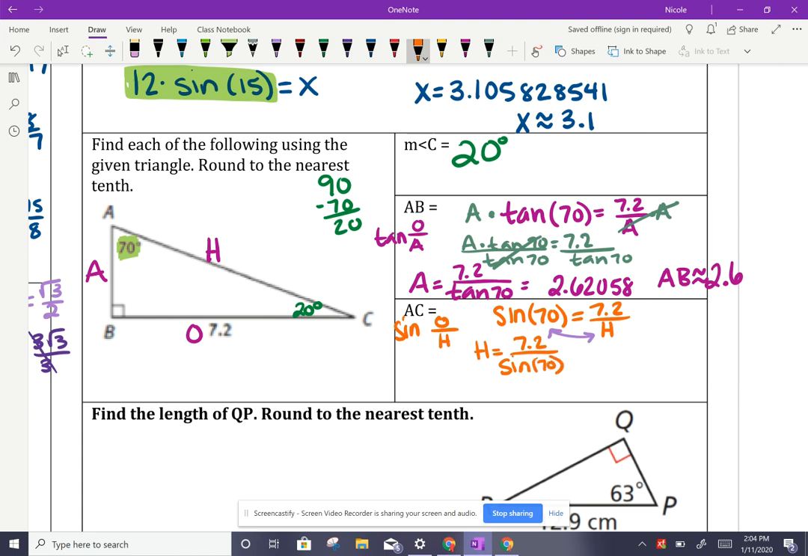And type that into the calculator. 7.2 divided by sine 70. And that's going to give me the hypotenuse is equal to 7.66207, yada, yada, yada. But again, we are going to round to the nearest tenth, as was our direction. So 7.7.